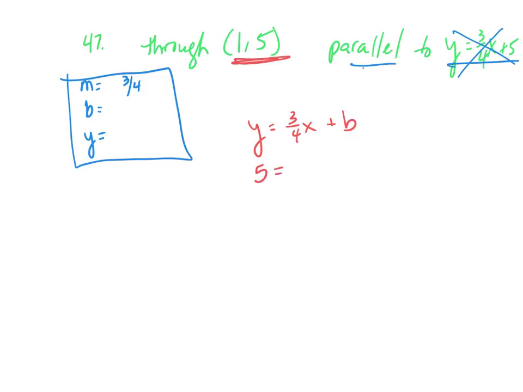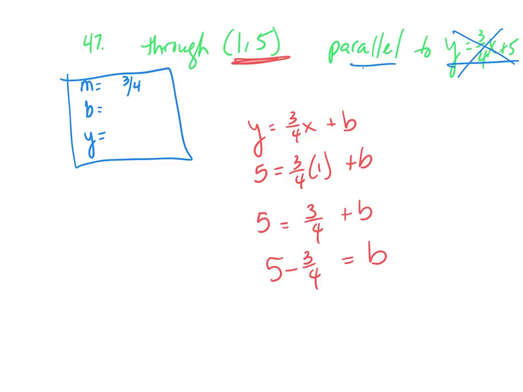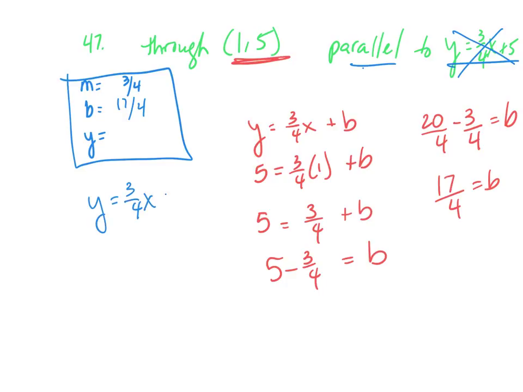So we're going to put in 5 equals 3/4 times 1 plus b. 5 equals 3/4 plus b. 5 minus 3/4 equals b. And here you have a common denominator issue. So 5 is 20/4 minus 3/4 equals b. When you find a common denominator, you get 17/4 equals b. So my b is 17/4. Am I ready to write my equation? So now you have y equals 3/4 x plus 17/4, and that's your answer.